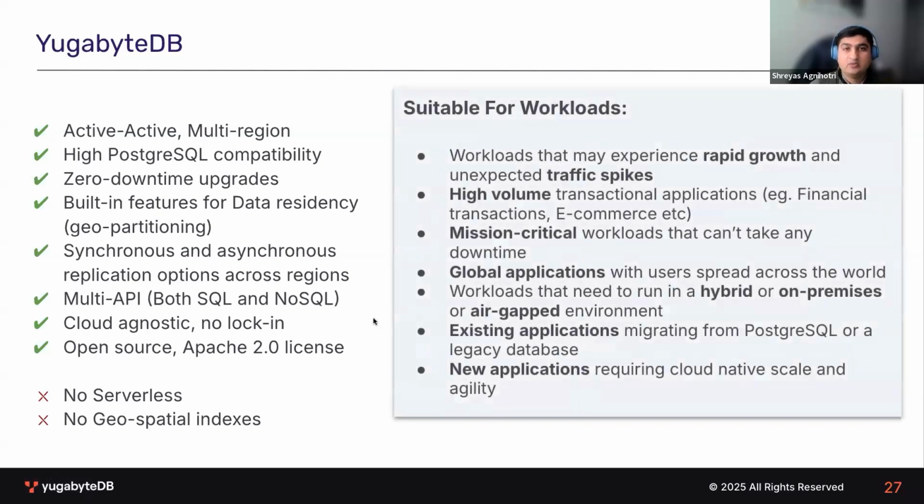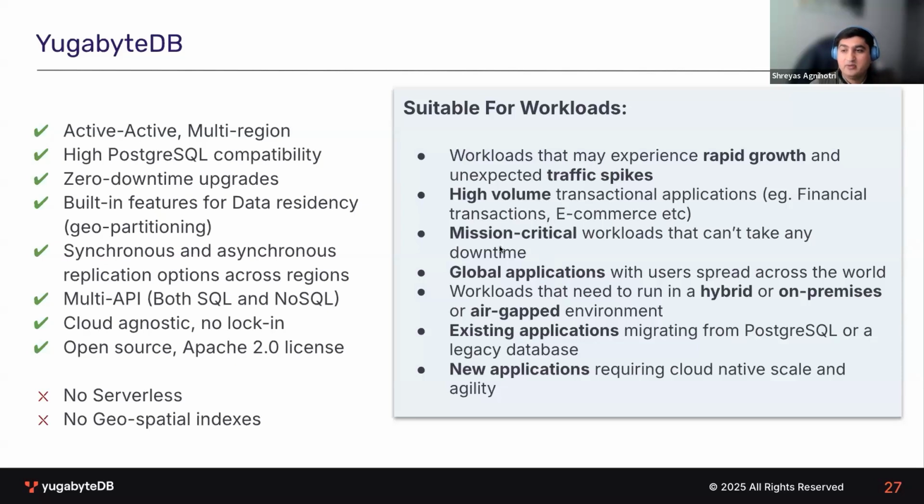So what are the suitable workloads for YugabyteDB at this point? Any workload that may experience rapid growth and might go through unexpected traffic spikes is a good candidate. We have some examples, real world use cases to share later, which will exemplify these workloads. Another one is high volume transactional applications. This could be financial transactions, payments, e-commerce, gaming. All of those are great use cases for high volume transactional applications, and they work beautifully on Yugabyte.